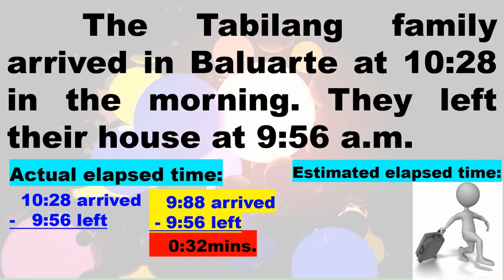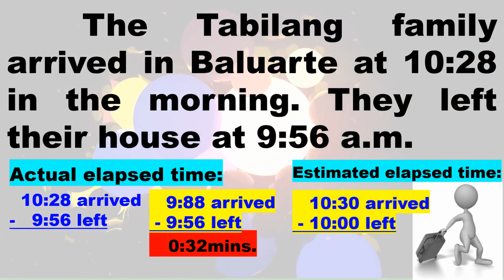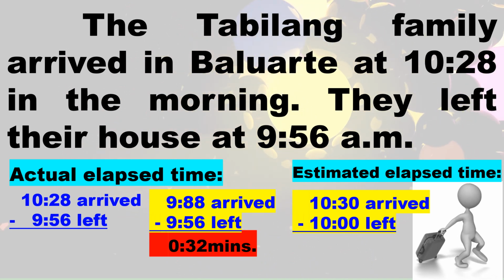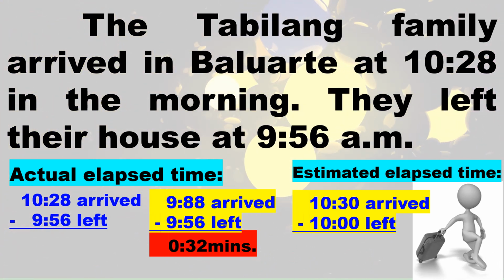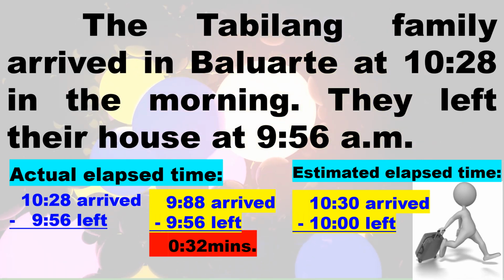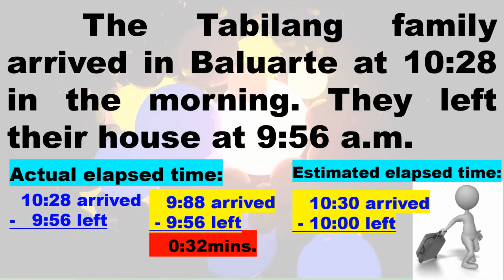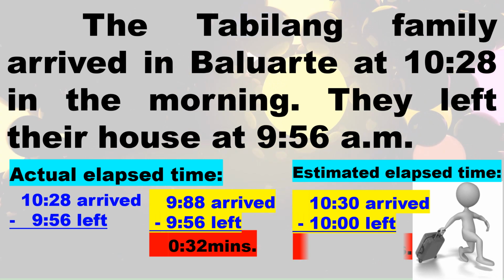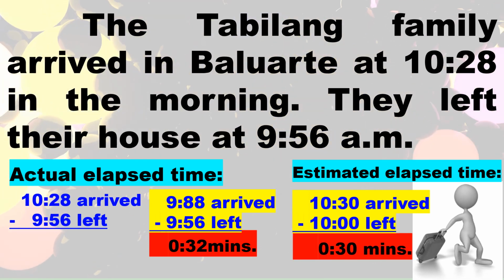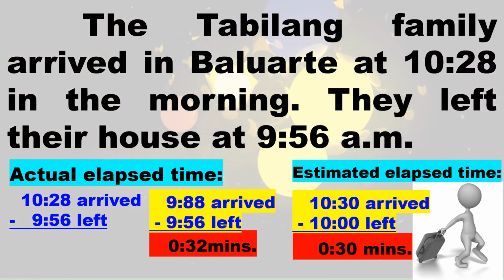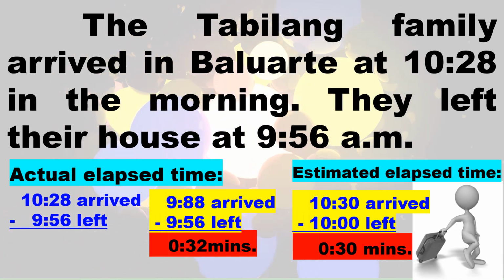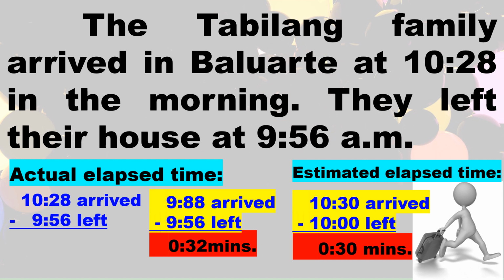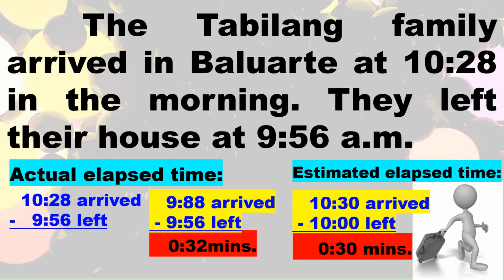Now, in estimating the elapsed time, 10:28 becomes 10:30 and 9:56 becomes 10 o'clock. Subtracting, 10:30 minus 10 o'clock is 30 minutes. So, from the actual time of 32 minutes, the estimated elapsed time is 30 minutes.